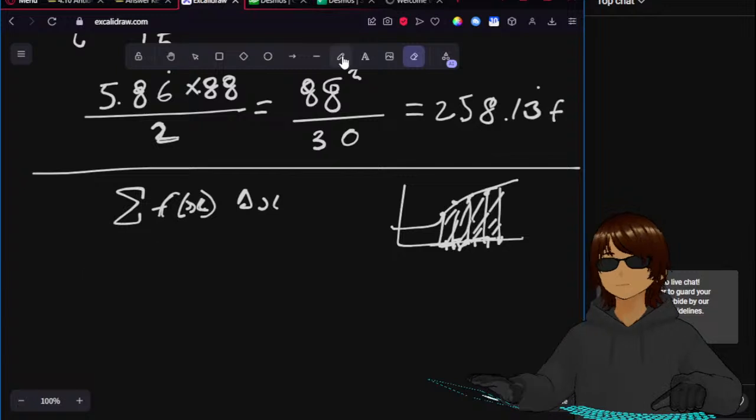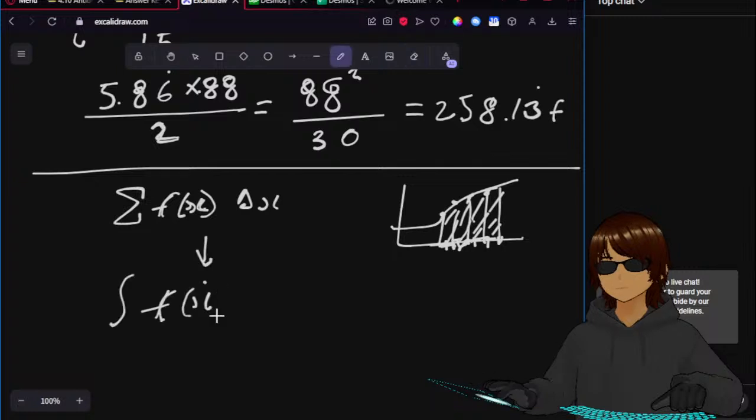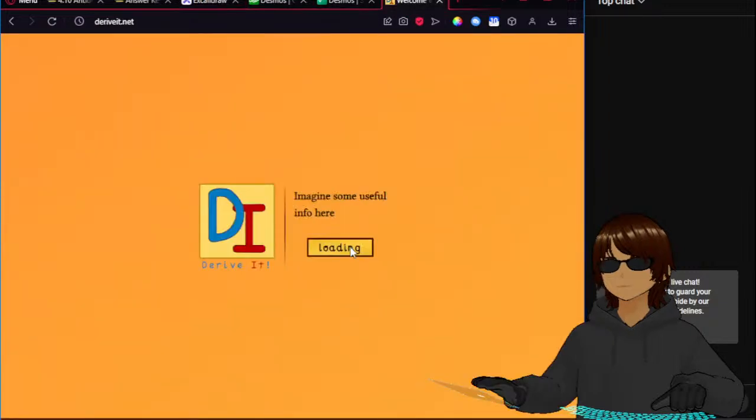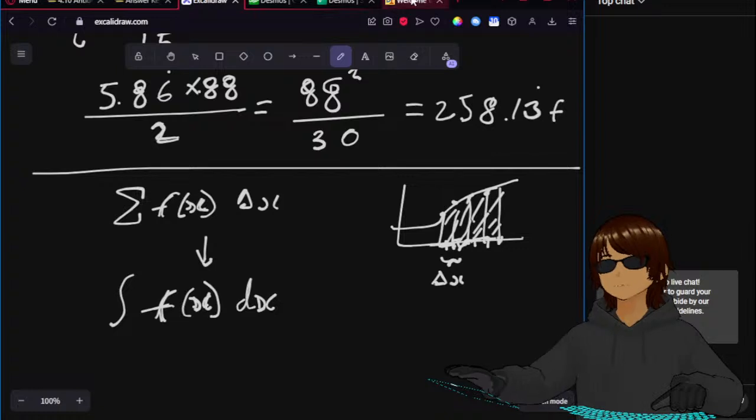And that's how integrals should be introduced. Integrals should be a continuous version of this. This is discrete, and then this is continuous. So this delta x is now infinitesimally small. That's how integrals should be introduced. And then later on we show that we can solve this by finding the antiderivative.